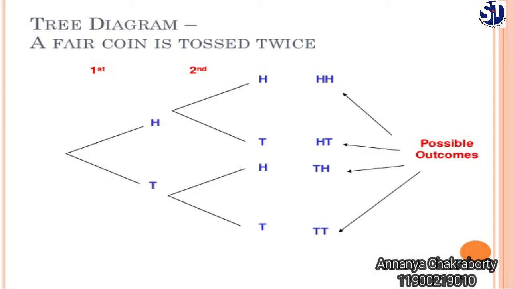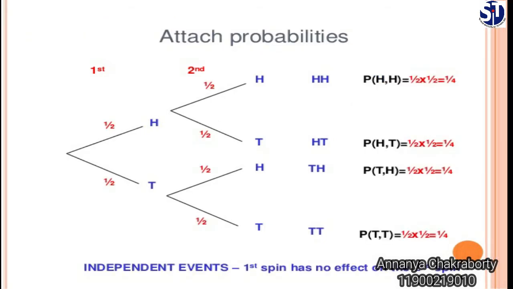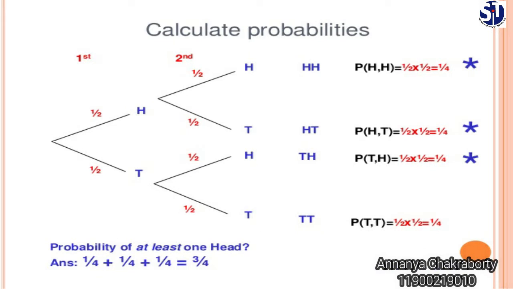In the next slide, which is attached probabilities, we show the independent and dependent events. Independent events are the ones in which the first spin has no effect on the second spin. But if the first spin has some effect on the second spin, it is known as dependent events. We move on to our next slide, which is how to calculate probabilities. There are various ways in which we can calculate probabilities, but there are some traditional methods. One of them is shown here.